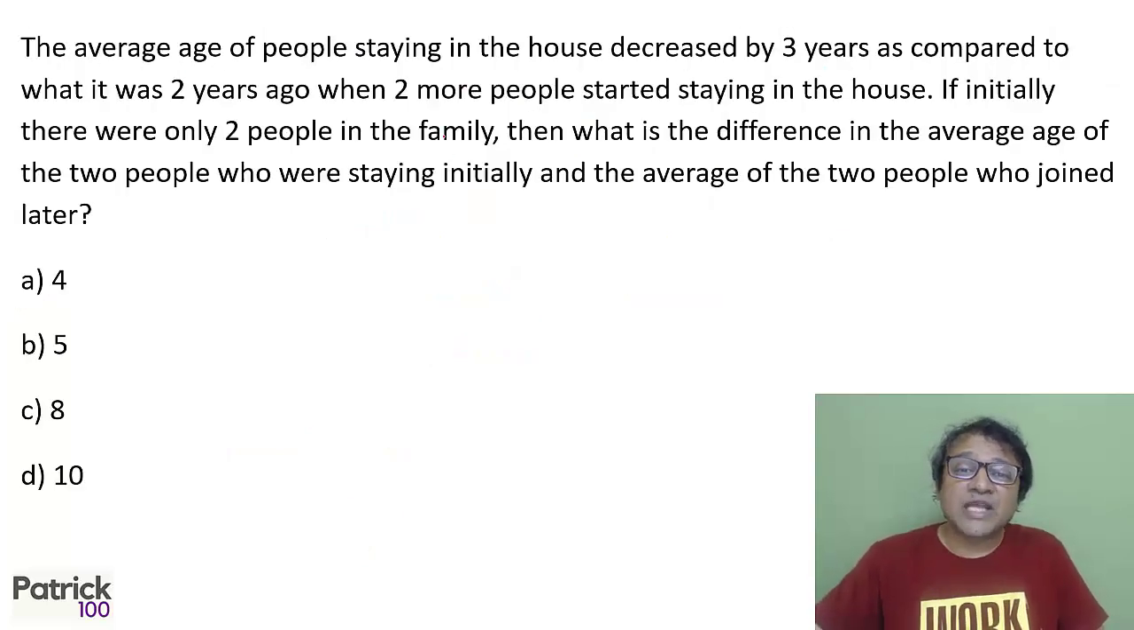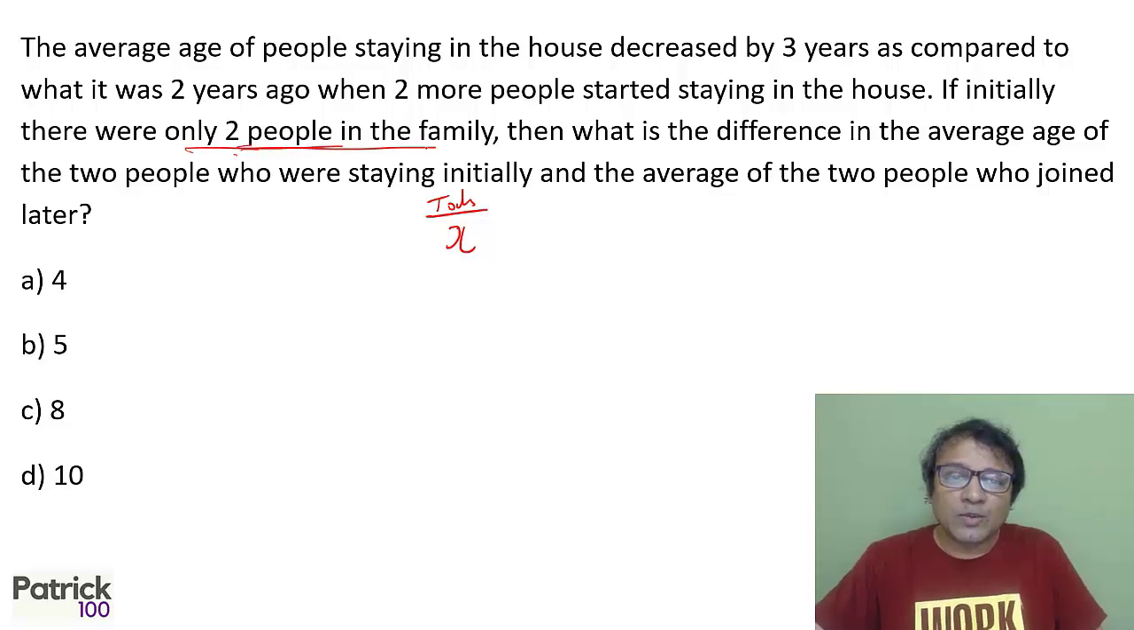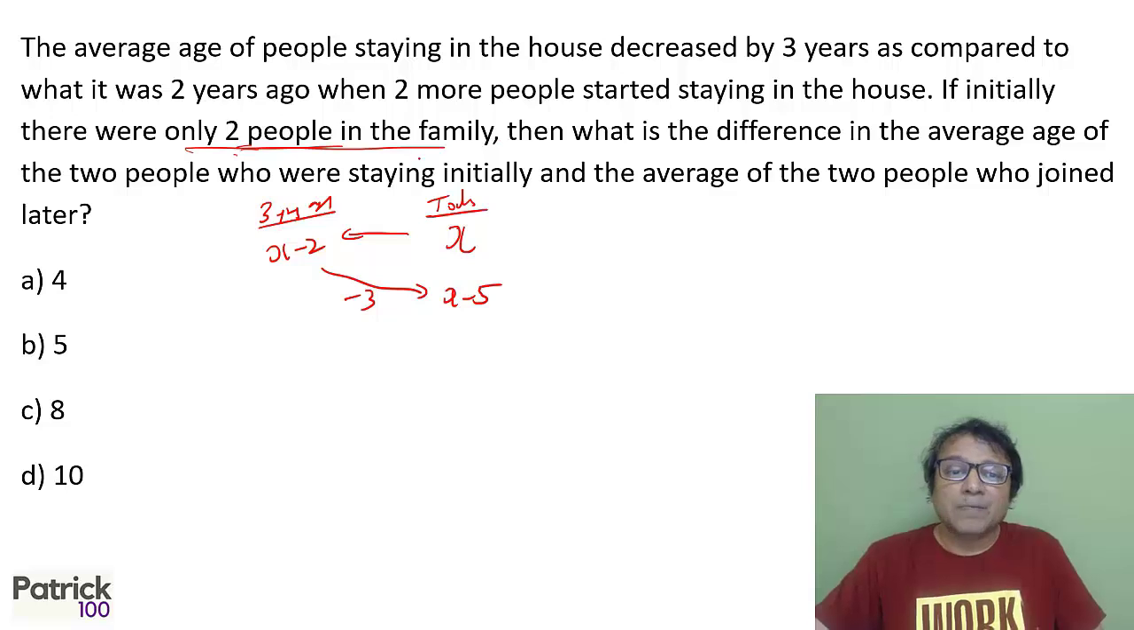The average age of people staying in a house decreased by 3 years as compared to what it was 2 years ago. Let the average today be X out of 2 people. Okay, 2 people who are there initially, I mean, there were only 2 people in a family. So 3 years ago, the average was X minus 2. Now, because new people came, the average became X minus 5, so 3 years less. Because 2 new people came, this is the average for 2 people, and this is the average for 4 people.